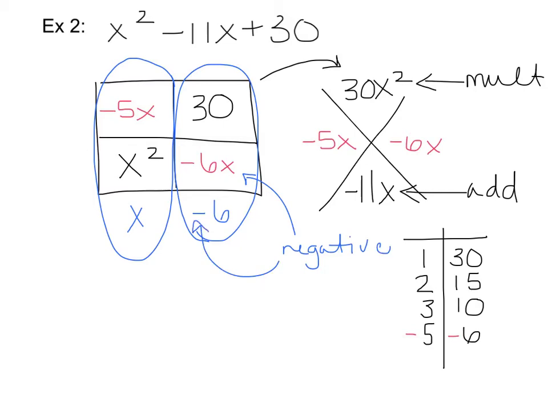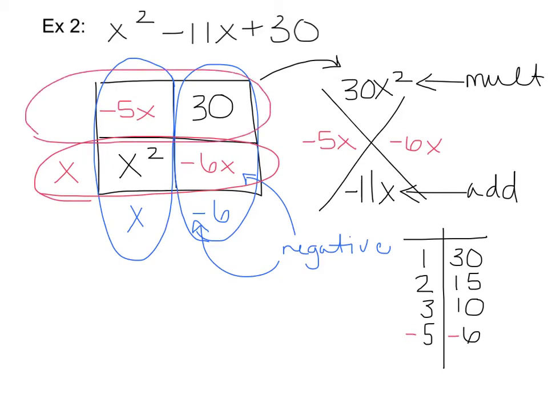Okay, now let's look at our bottom row. So what does x squared and negative 6x have in common? X. And then what does negative 5x and 30 have in common? Again, 5 goes into both of those numbers. Now, whenever this box is negative, this number out in front must also be negative.